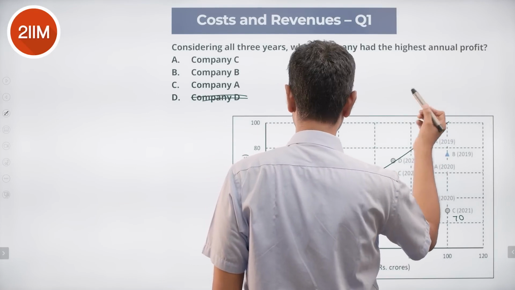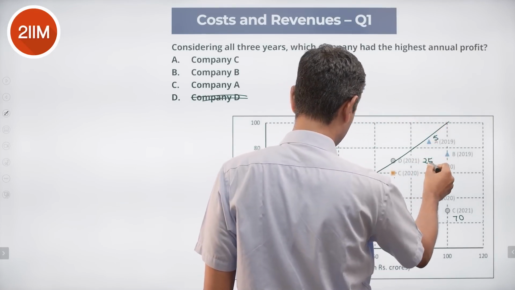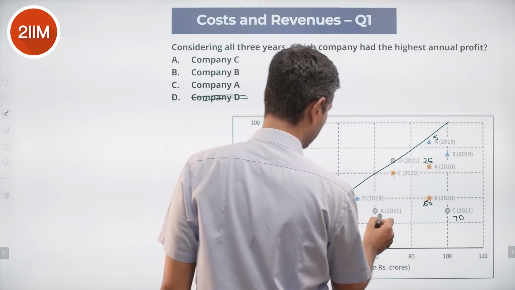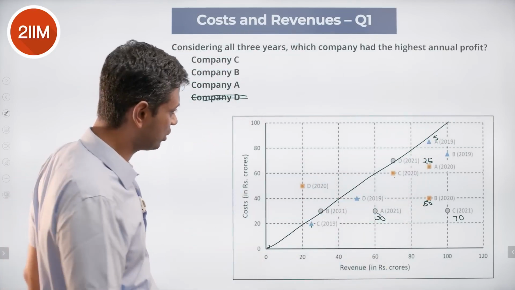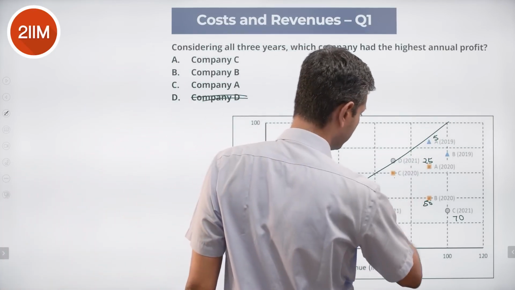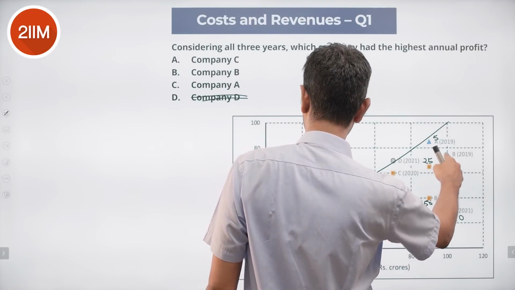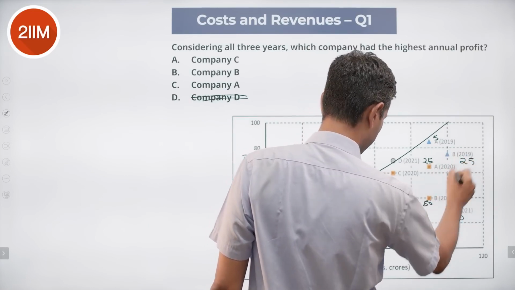90 minus 85, 5 here. 25 plus 5, 2020. 2021 is 60 minus 30, 30. No, A is out. C, that 1 year alone is 70 crores. A is out. B is 50. What else here? We'll have 100 minus 75, 25, 25 plus 50.